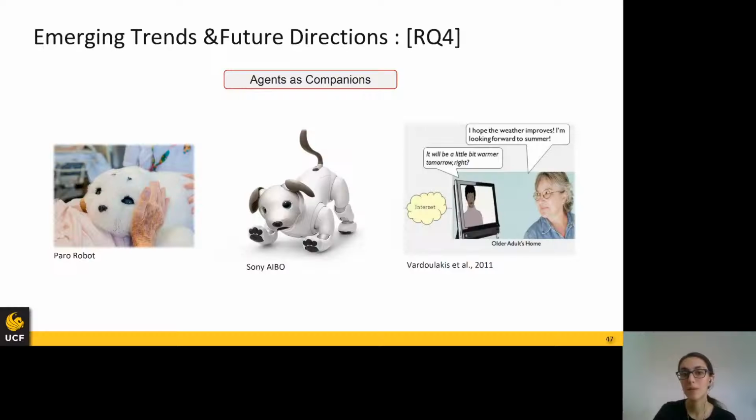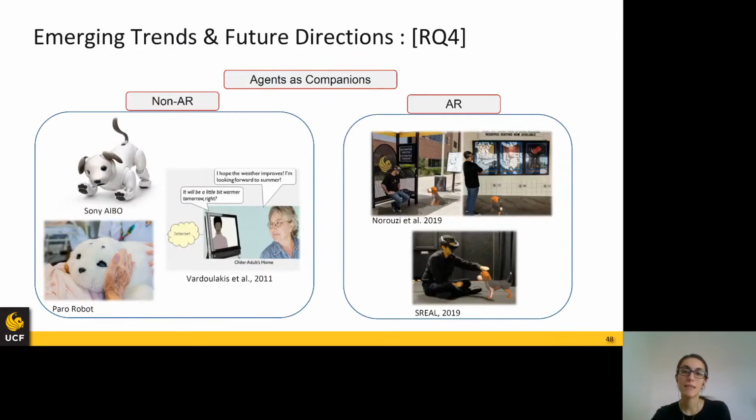Next, I want to point out the potential of agents as companions. We know that in other domains such as robotics and intelligent virtual assistants in general, researchers have looked at the ability of such agents to occupy companionship roles. And we only saw a few examples in our pool of papers that suggested this potential. And we think that as AR technology grows and becomes more robust and ergonomically friendly, there is a lot of potential for AR agents as companions, as they can be more flexible in their appearance and behaviors.